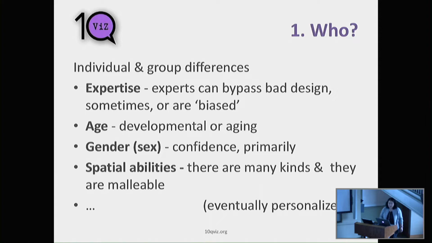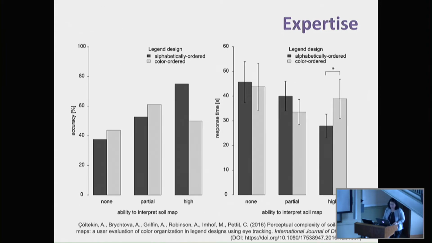So expertise does matter, but also age matters. Gender can matter. I will show you a confidence-related example. Spatial abilities are a thing. It's a quantifiable, measurable thing. It's malleable, so it can change with practice, but there are differences in spatial abilities, and very simple tests can predict your ability in map reading and so on. It's a fascinating area of study.